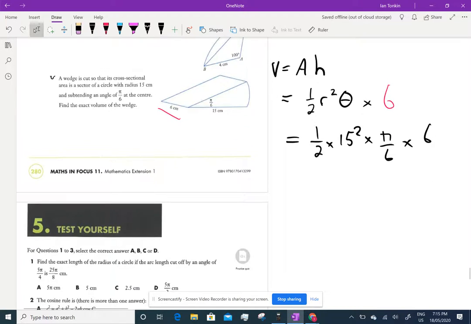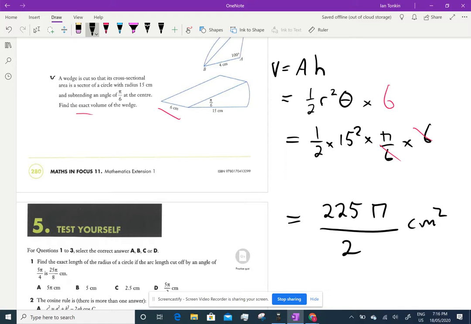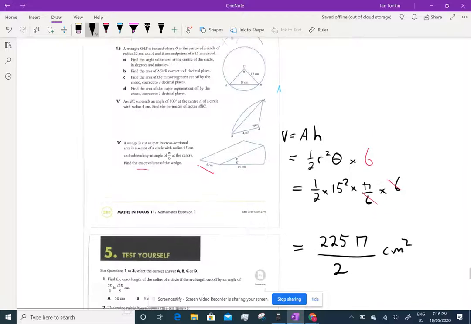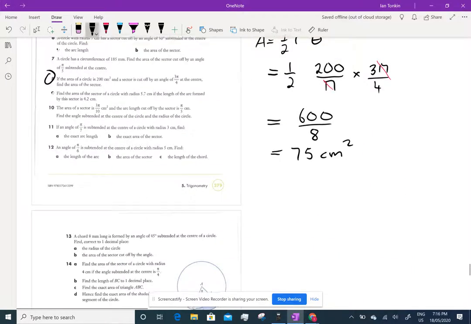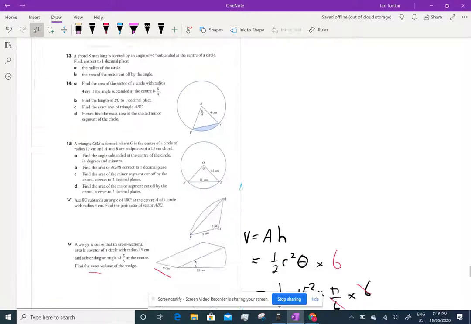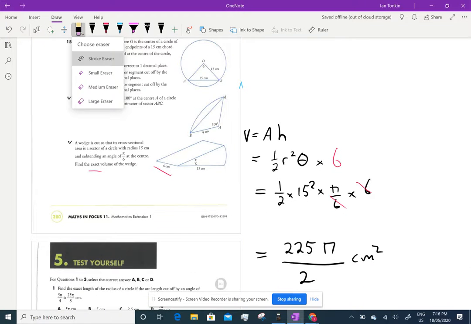Now, it wants exact volume. So I'm just going to leave that pi in there. What's going to happen to the 6's? They're going to cancel. 15 squared is 225. Pi, and I've got a 2 on the bottom. I'm just checking. Yep, beautiful. And that's in centimetre squared. All right. There we go. So that is questions 8, 13, 15, 17. All right.